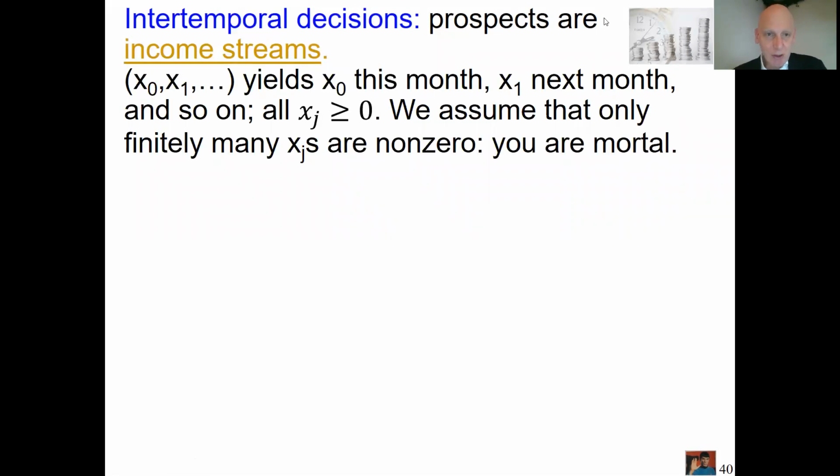Some notation, x0, x1, etc. denotes an income stream. We'll take month as time unit, and we say this is x0 euro in month 1, x1 euro in month 2, and so on. For simplicity, only positive amounts of money, and for simplicity, only finitely many non-zero amounts. You have only finitely many months to live.